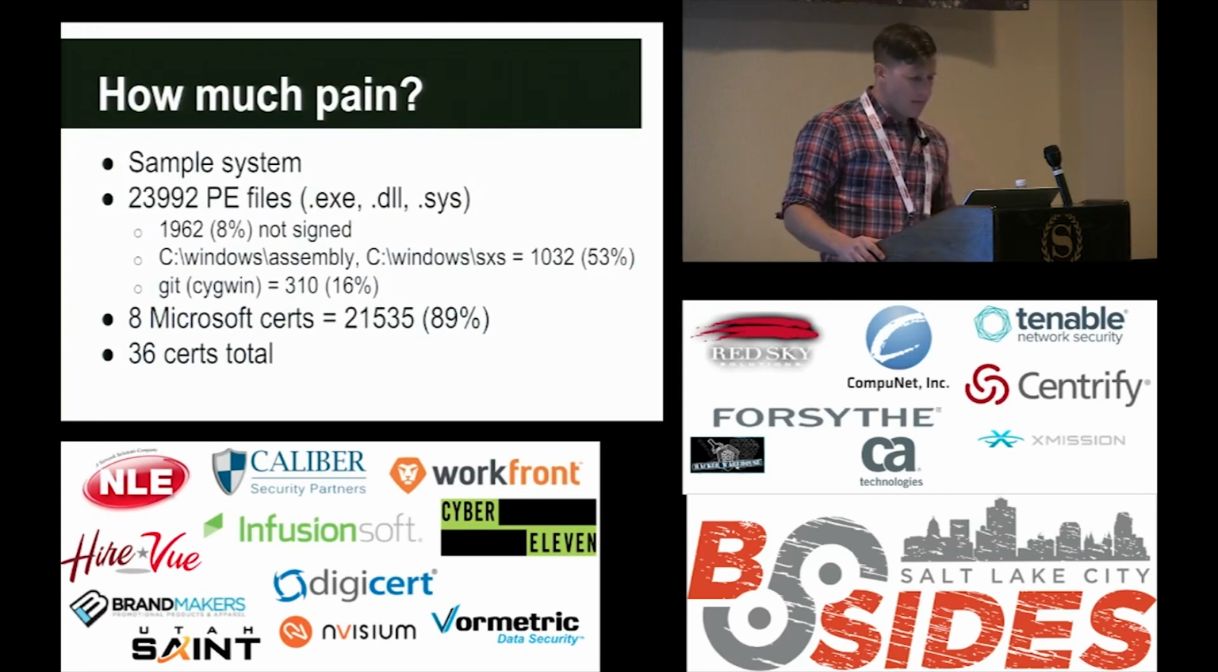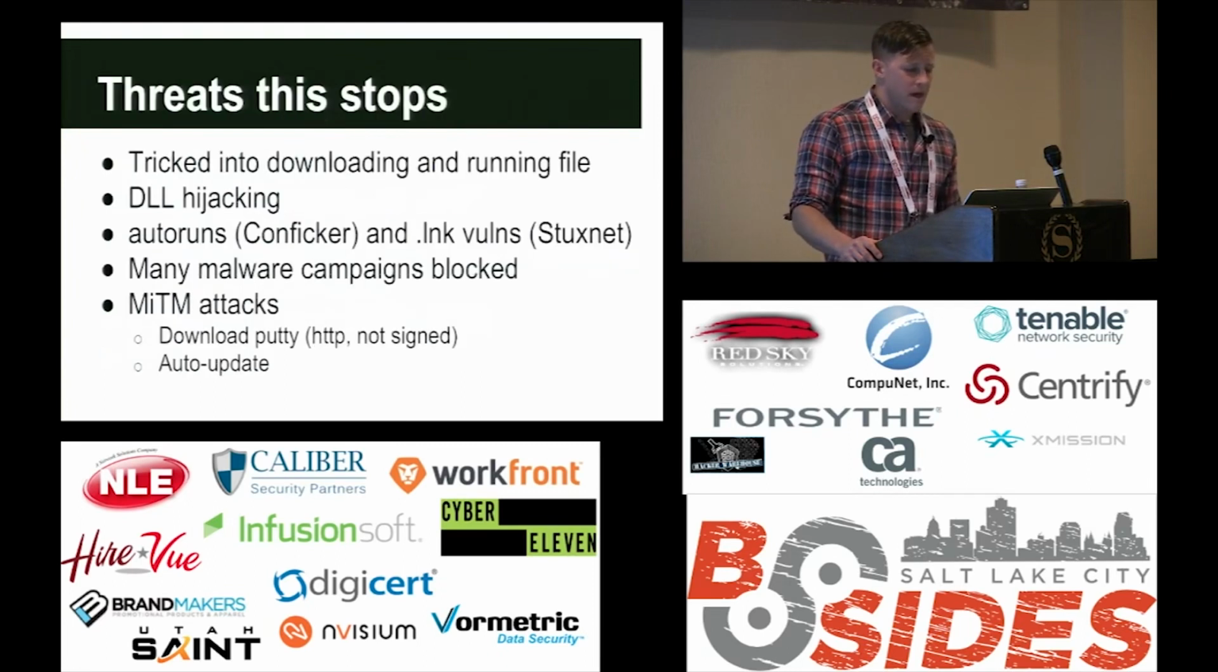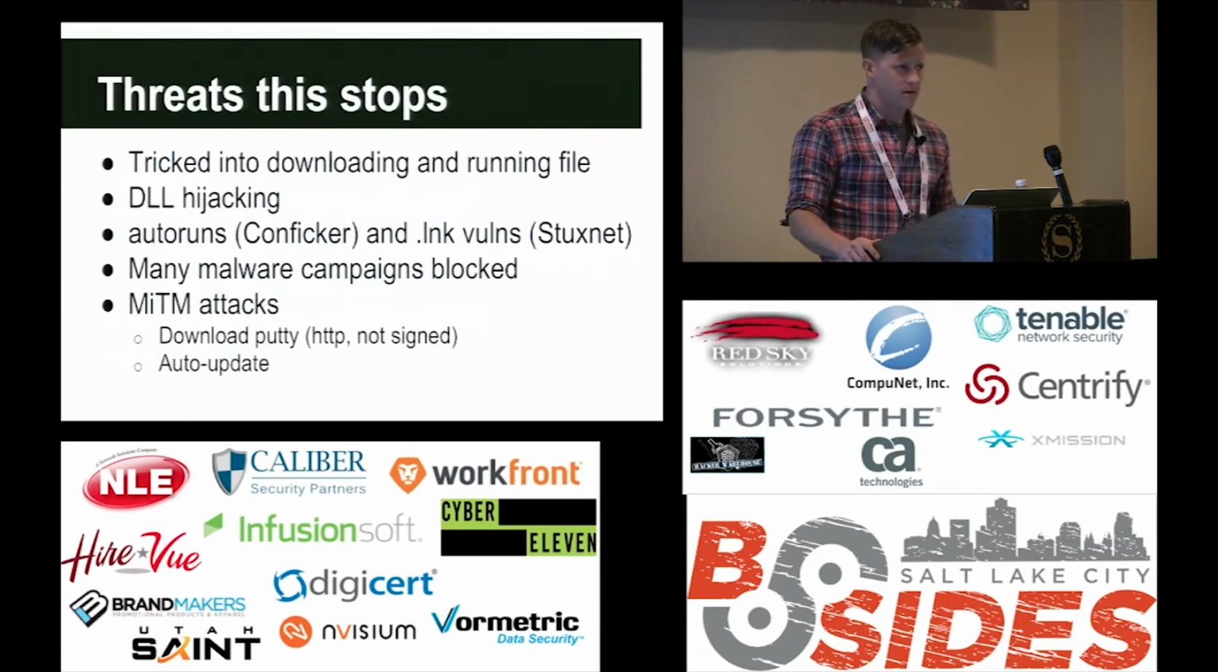And so on my system, there were 8 different Microsoft certificates, and these accounted for 89% of the files on my system, and there were about 36 certs total. So I would just have to have rules set up for 36 certificates, and then a few hundred rules for different hashes that I want to trust as well. And that would be able to lock down my system so that nothing new could run on my system.